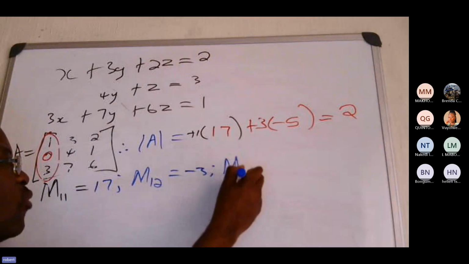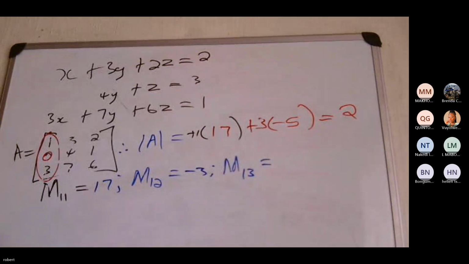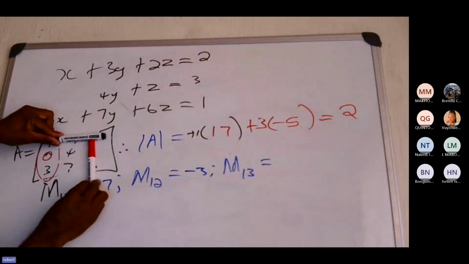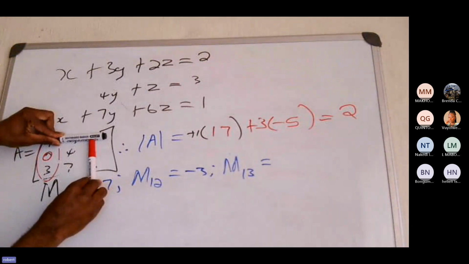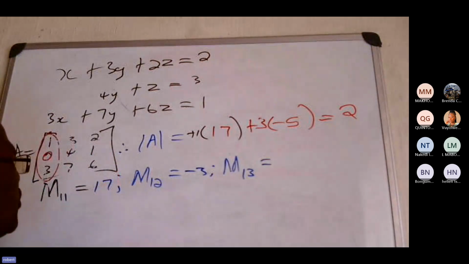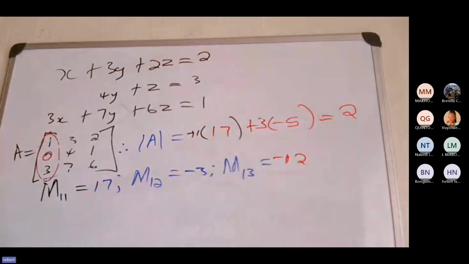Now what about M13? Please make sure that you are not left behind. So you cover both the first row and the third column. The first row and the third column. It will be this. And then will be how much? It will be 0 multiplied by 7 minus 3 multiplied by 4, which will be minus 12.